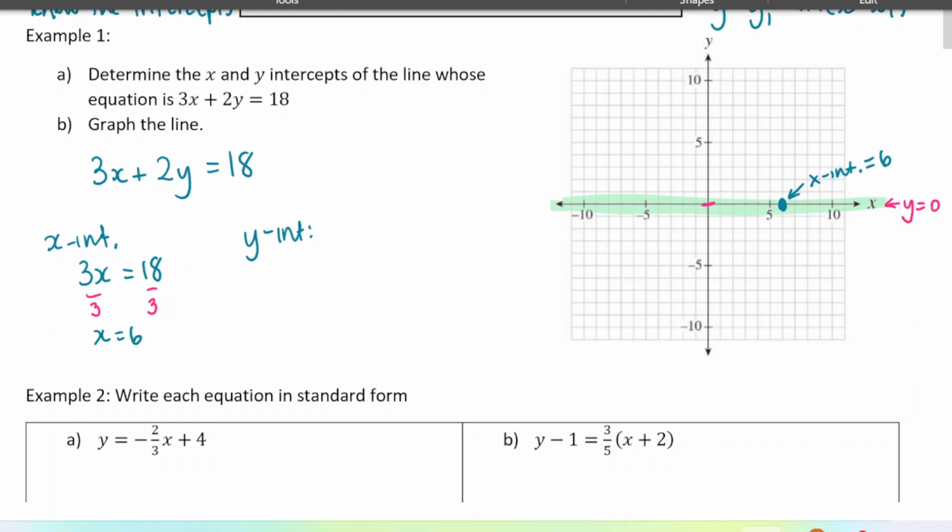All right, let's do the y-intercept. On the y-axis, which is here, all of the x values are 0 on that line. And so in our equation, we're going to essentially pretend that x is 0, and we're going to solve this equation. So divide by 2. So we get y equals 9. So the y-intercept will be 9.